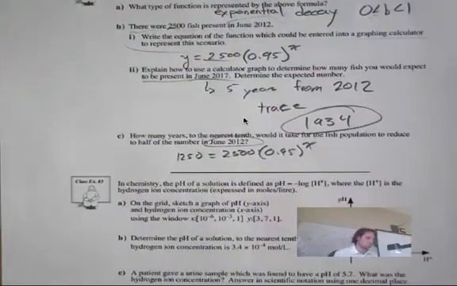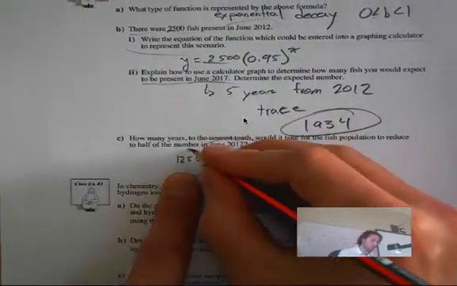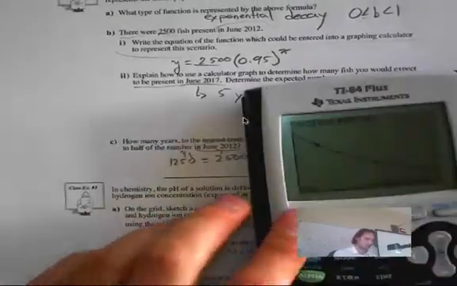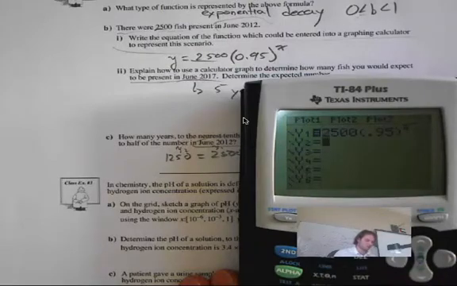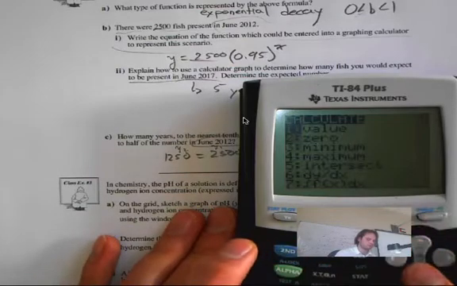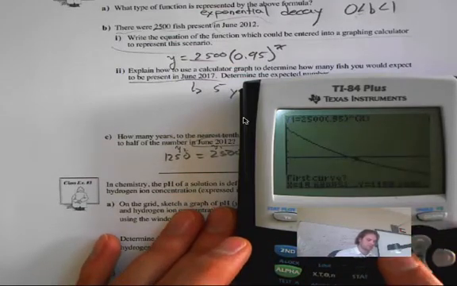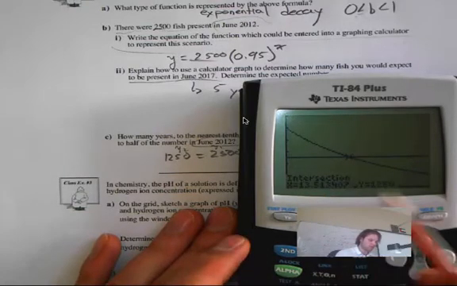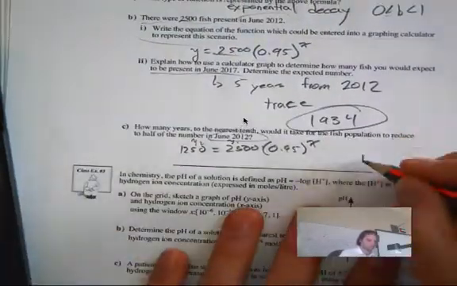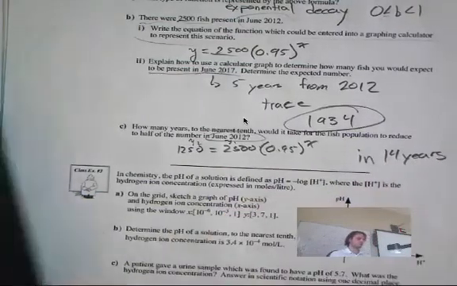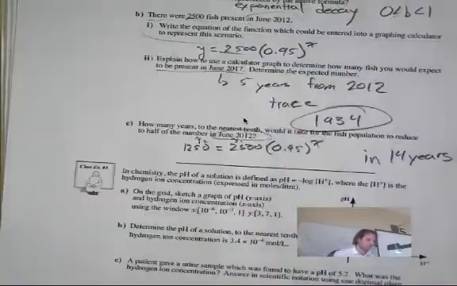Okay? And so we have our y2 and y1. We want to know when these two are equal. So I just put in here 1,250. I graph it, and then I find my intercept. And it's around there. And I get 13.5, so in 14 years. Okay? Because this is showing where the two equations are equal.